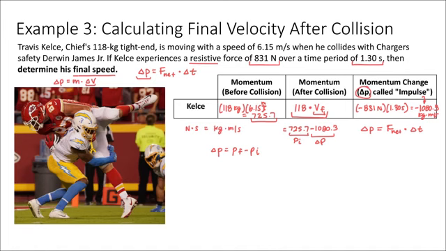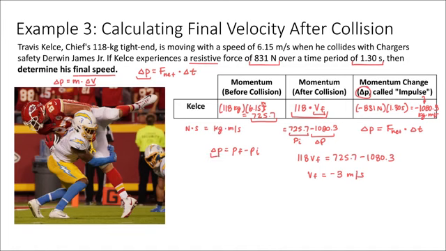If you use this first method, you would say then that the final momentum is equal to that initial momentum plus that change, or in this case, the change was negative, so we'll subtract it. And then you would solve for your VF here. That would be equal to essentially negative 3 meters per second, or 3 meters per second in the opposite direction that Kelce was traveling in the beginning.